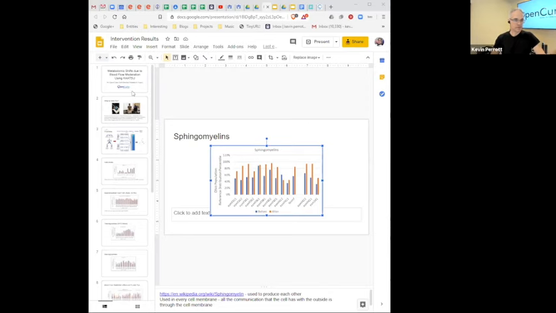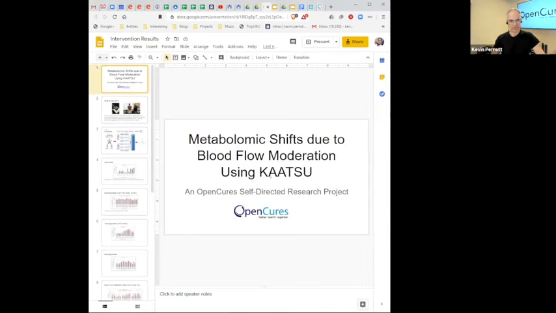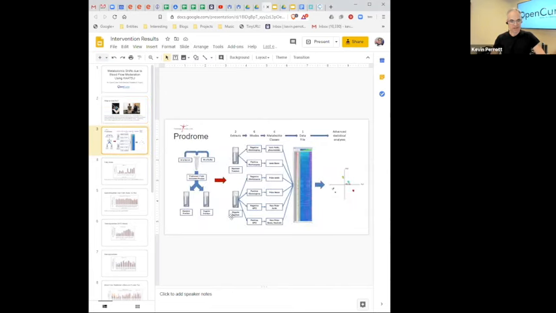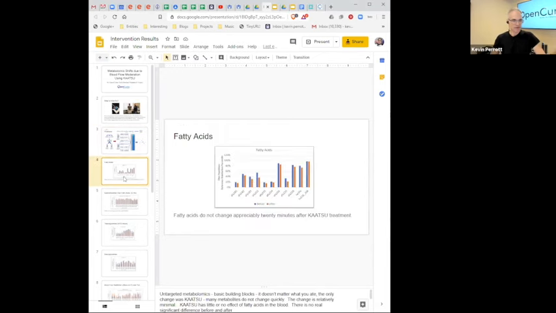So this is basically metabolomic shifts due to blood flow moderation using KAATSU. This is the analysis that we do for people who don't know what KAATSU is. We extract a whole bunch of molecules and they eventually turn into data. This is a good control because it tells us that before and after KAATSU, your fatty acids don't really change, which is what we would expect for the fatty acids in your blood.